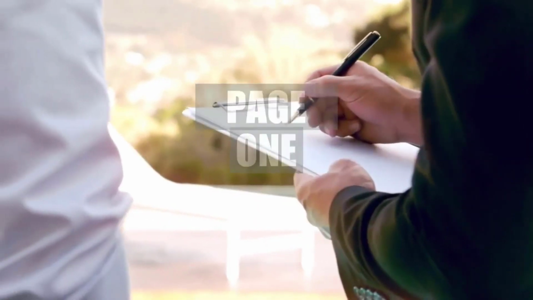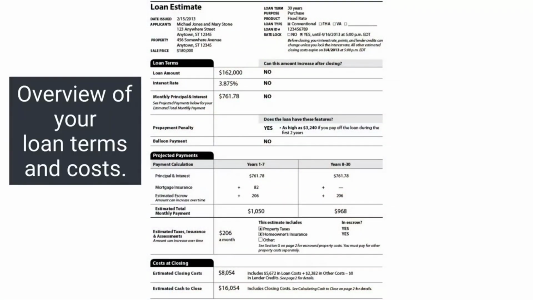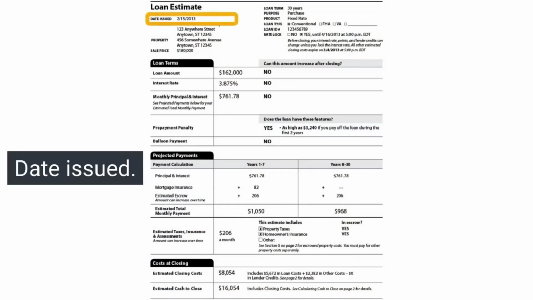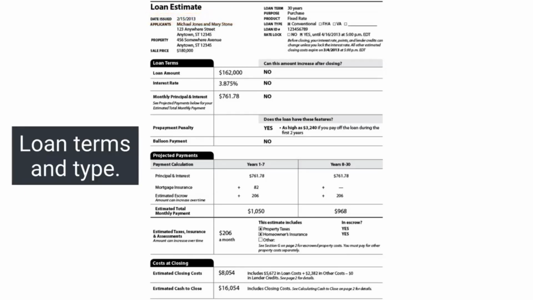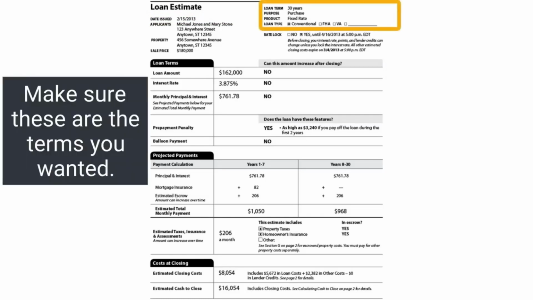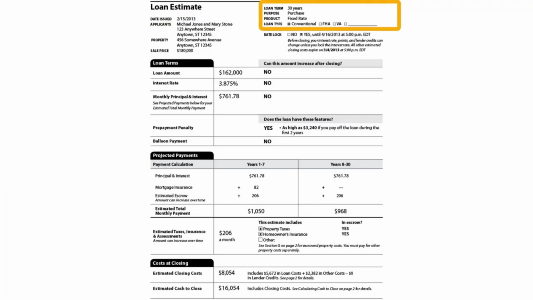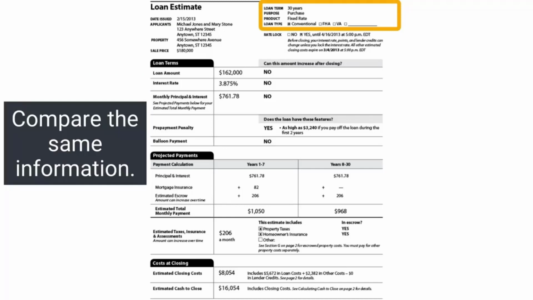Page 1 of the loan estimate is an overview of your loan terms and costs. You'll want to pay special attention to the date issued. The LE is only binding to the lender for 10 days after this date. Loan terms and type. Make sure these are the terms you wanted and that all loan estimates you compare show the same information. Interest rate.